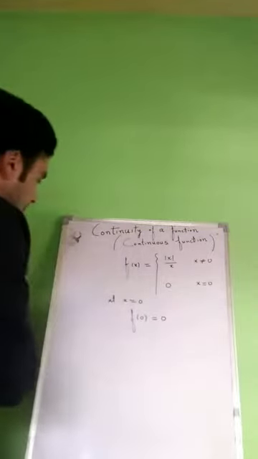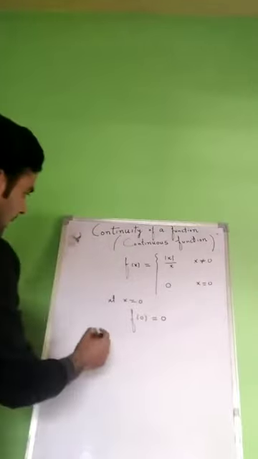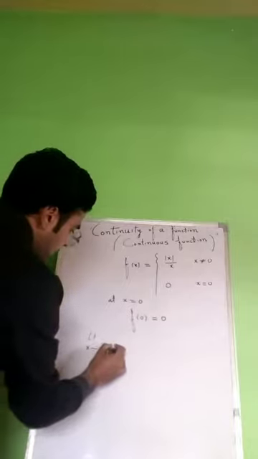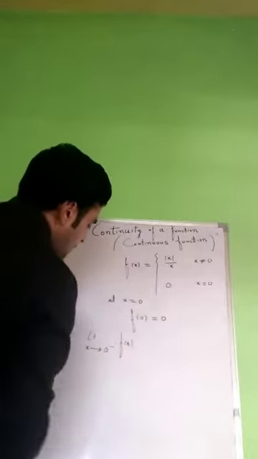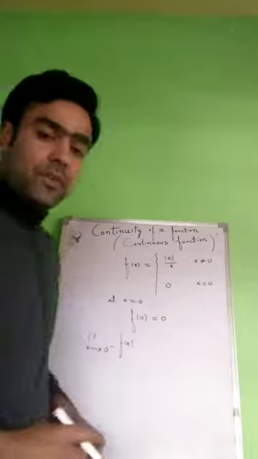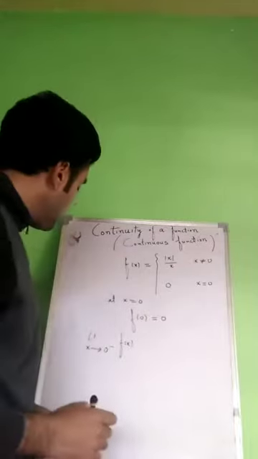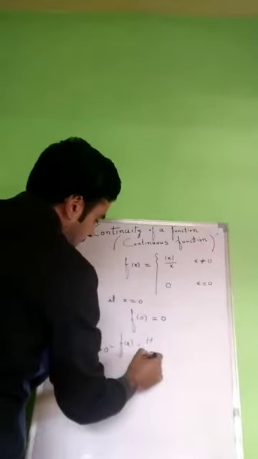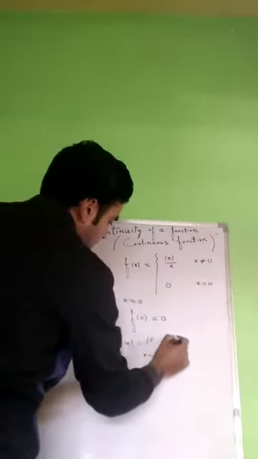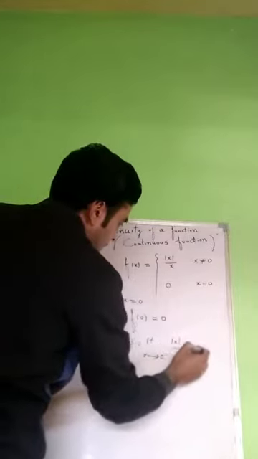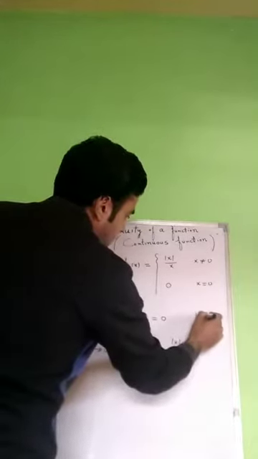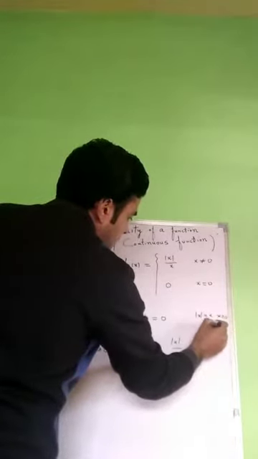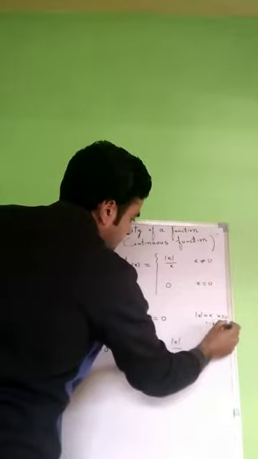Now let us find left hand limit and right hand limit. Limit x tends to 0 minus f(x) is the left hand limit when we approach 0 from left. At that time, limit x tends to 0 minus mod x by x. We know that mod x is equal to x when x is greater than or equal to 0, and this is equal to minus x when x is less than 0.